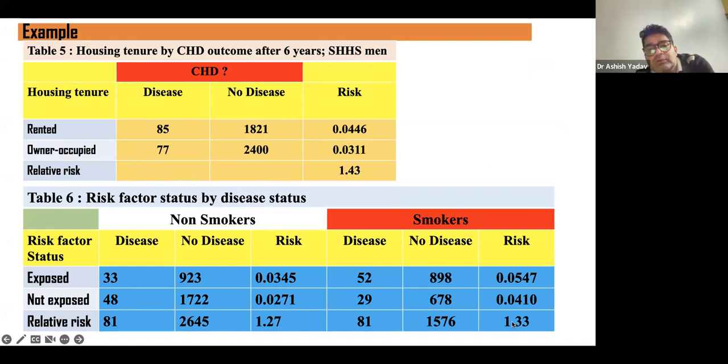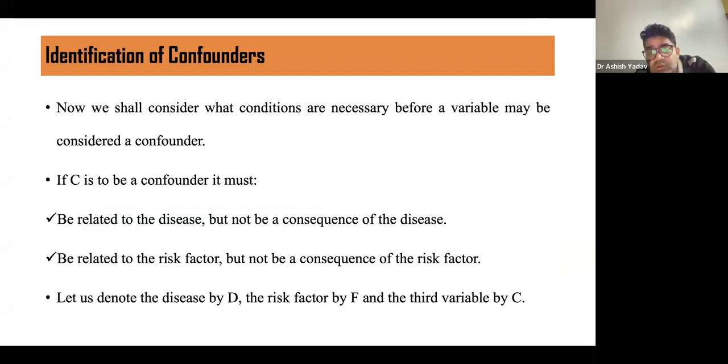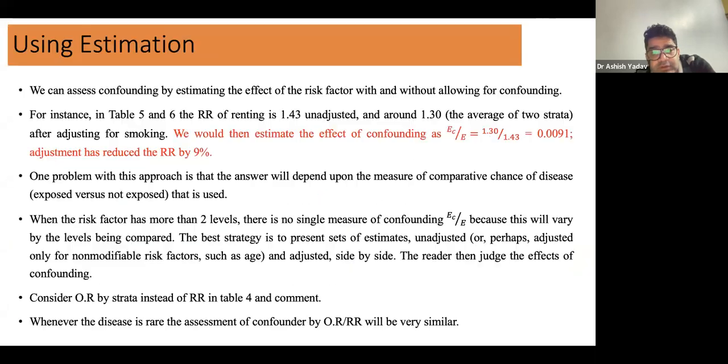Okay, so here is a risk, that is housing tenure, and when segregated with respect to smoking, we also get a higher risk, 1.27 and 1.33. In this variable, we want to find out how much effect of confounding we are getting. In table number 5, when unadjusted, we were getting a risk of 1.43, and around 1.30 for both those data. That means for confounding and non-confounding.